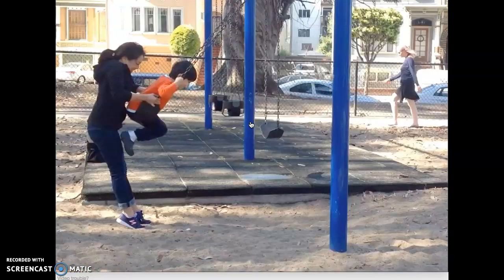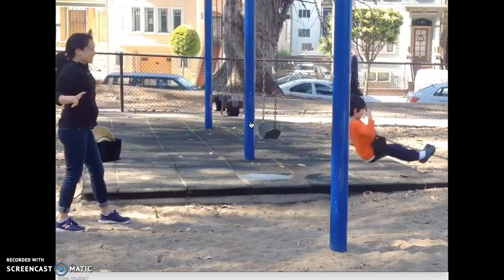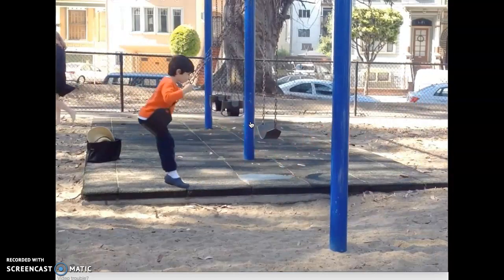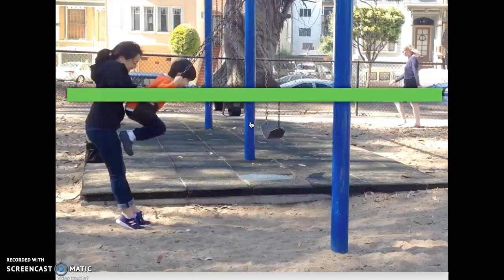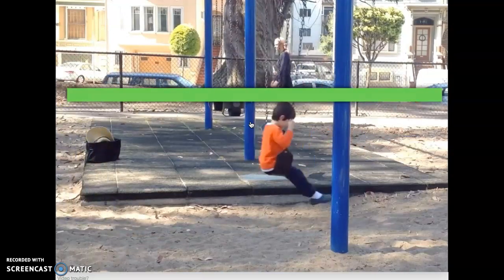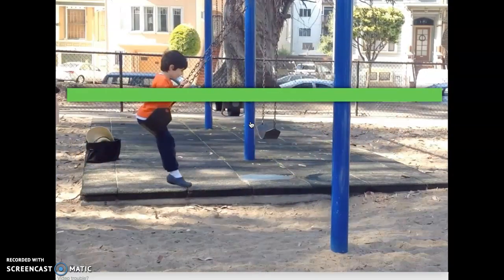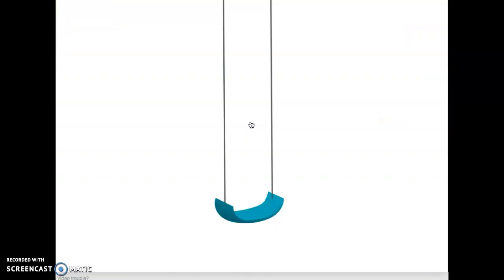You can actually see the same thing on the swings at the playground. If you pull back the swing like this and then you drop it, see, the swing isn't going to swing back any higher than where it started from. Let me show you that again. The swing is going to be dropped from here at the green line. When this boy's swing comes back, he's not going to go any higher than that line. Watch. Did you see that?